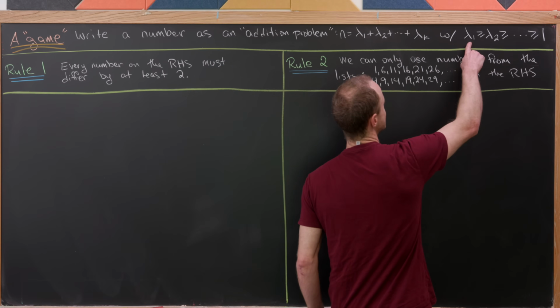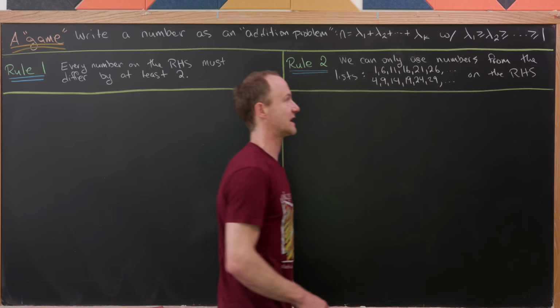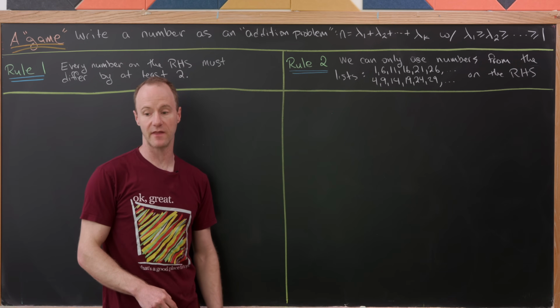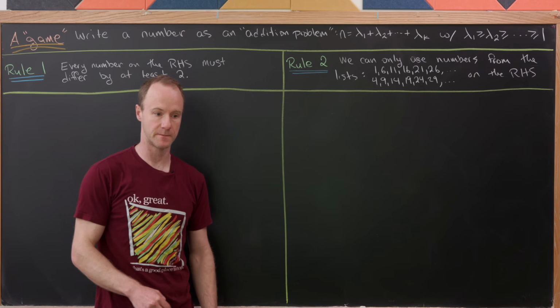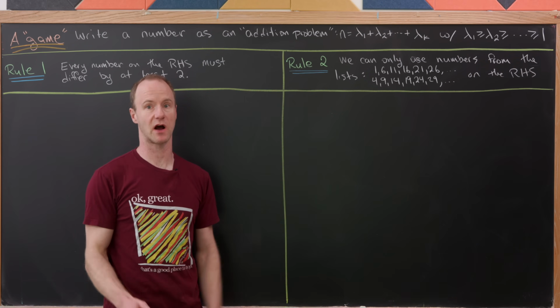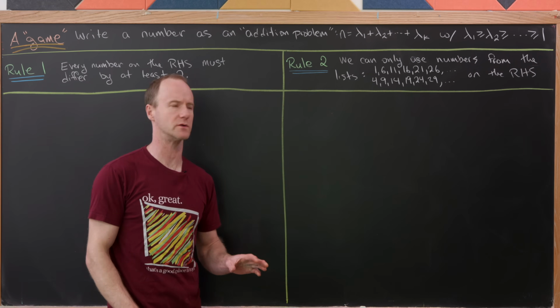So lambda 1 is the biggest. It's bigger than or equal to lambda 2, which is bigger than or equal to lambda 3, all the way down, and they're all bigger than or equal to 1. And we're going to do this expansion into an addition problem using two different rules.